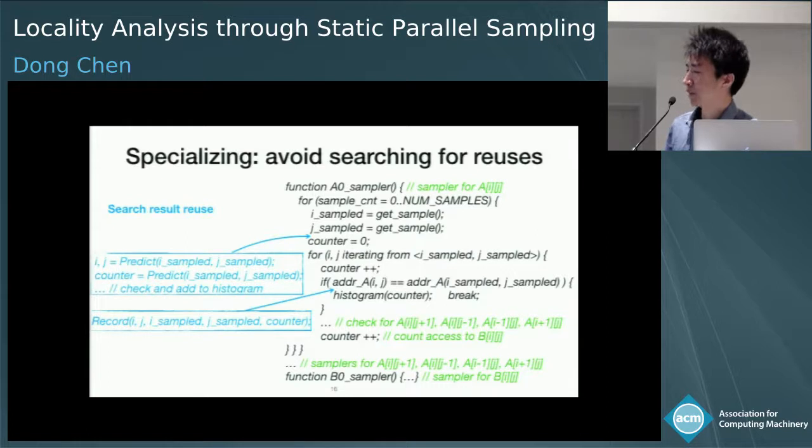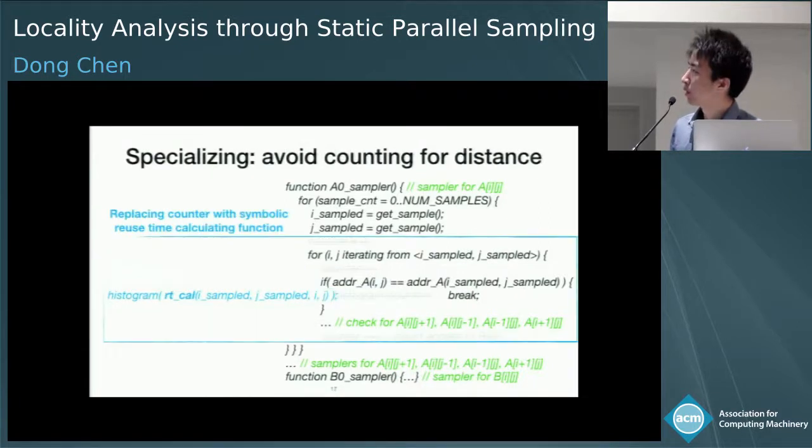And if they have accessed the same location, we accumulate to the counter and break. And if they have not, we will do the searching process and adjust the memory access pattern. And in our implementation, we just use a simple linear regression algorithm to do this.